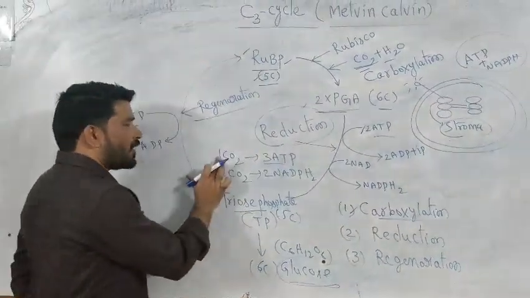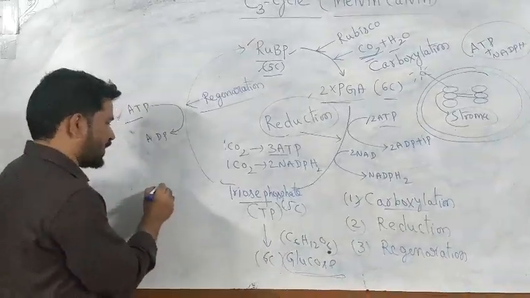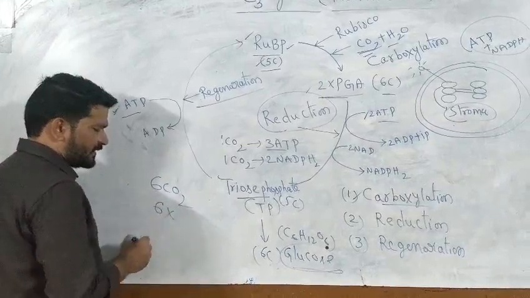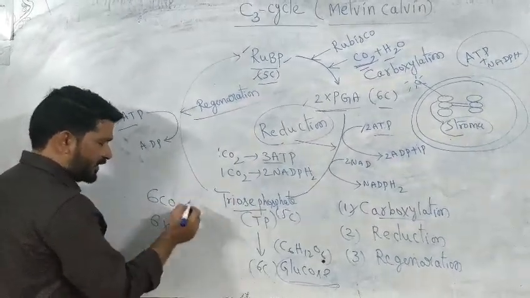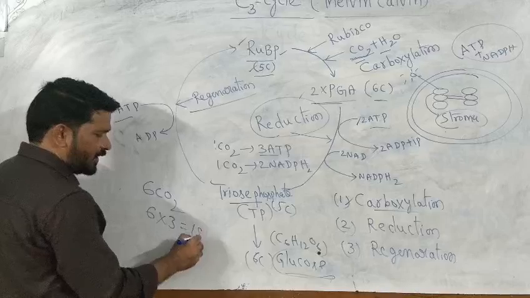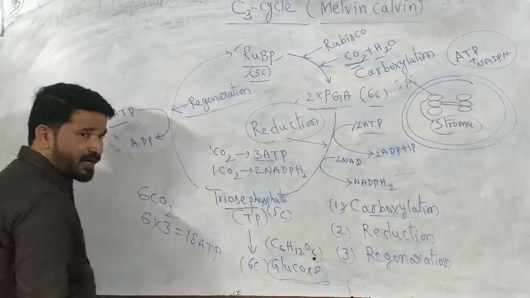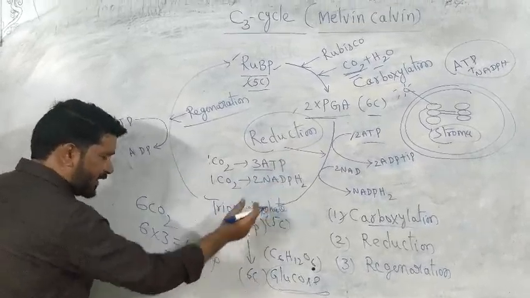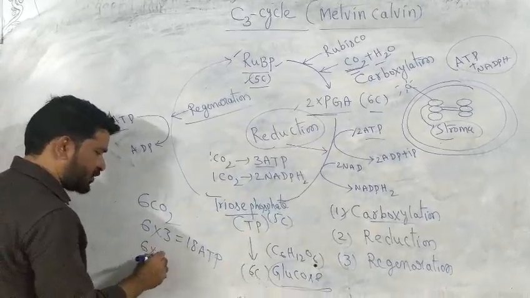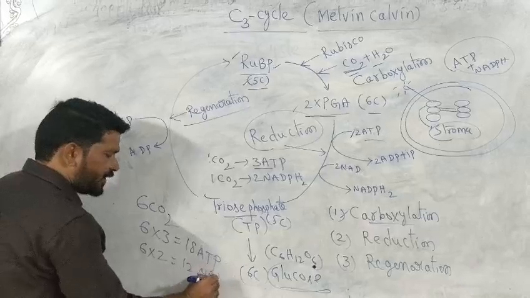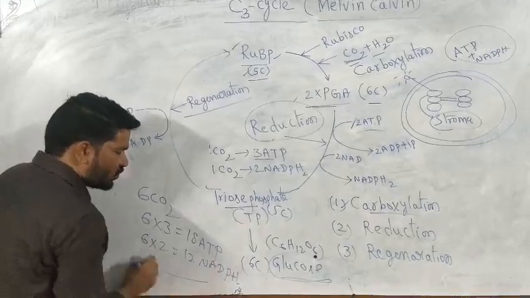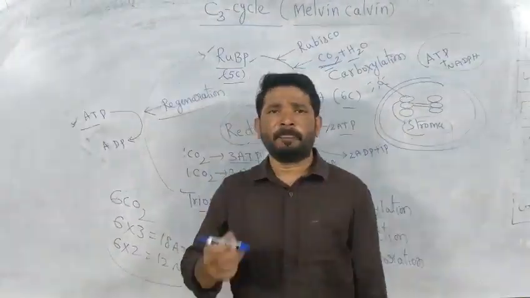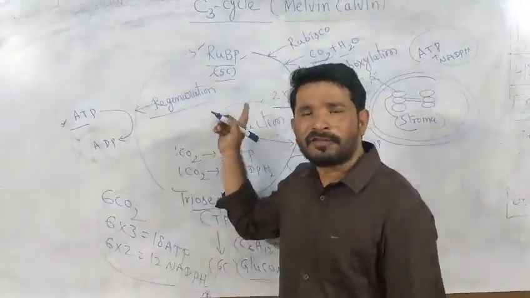But for 6 carbon dioxide fixation, how much do we want? You should calculate 6 into 3 ATPs, 6 threes are 18 ATPs required for completion of this cycle. At the same time, how many NADPH2s are required? 6 into 2, 12 NADPH2s are required for completion of the C3 cycle.